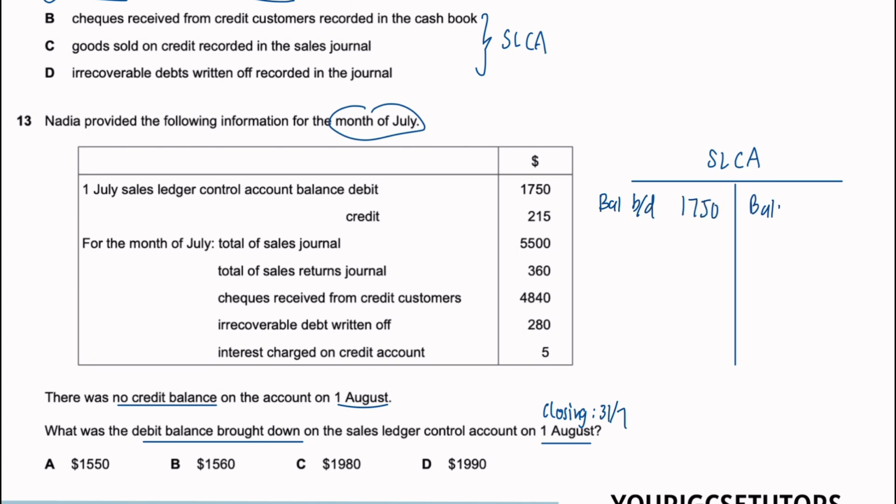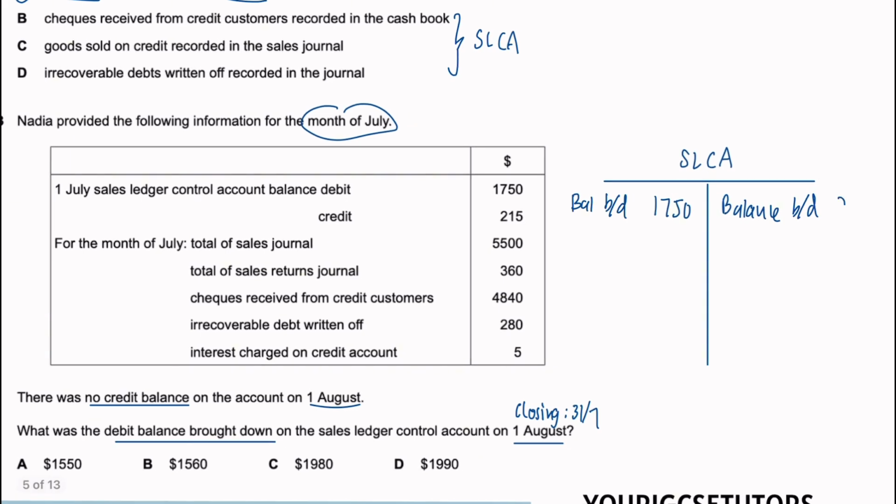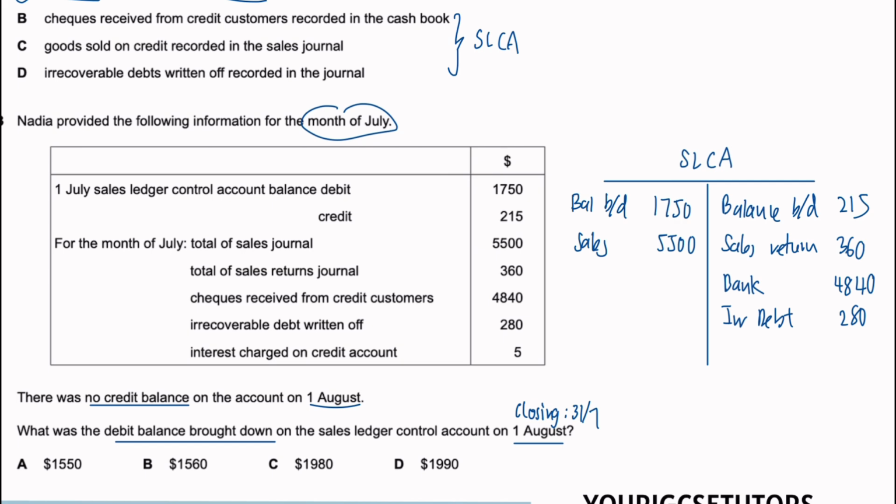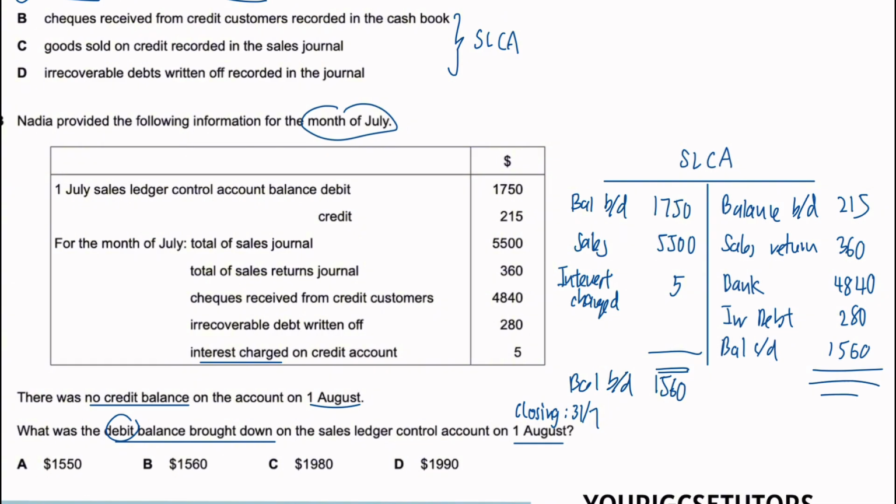Okay, so credit side is the opening balance 215. Then you just enter sales 550, sales returns credit. Checks received is bank 4840. Irrecoverable debts credit 280. This one, interest charged, is debit side. Also, this one is a special one you need to remember. It's always debit side. So calculate, and then you will get your balance c/d as 1560, and then you bring down. Brought down, yeah, because it says it's the debit balance, right? So you know it's correct. 1560.